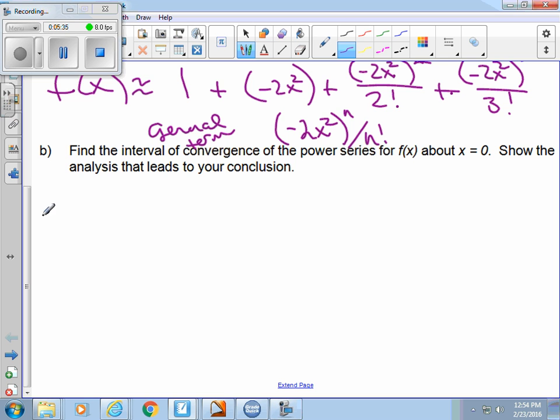Find the interval of convergence of the power series for f of x centered at 0. Well, that's why the general term's important, because I can write the summation notation. Agreed, if I have the general term, I can write the summation notation.